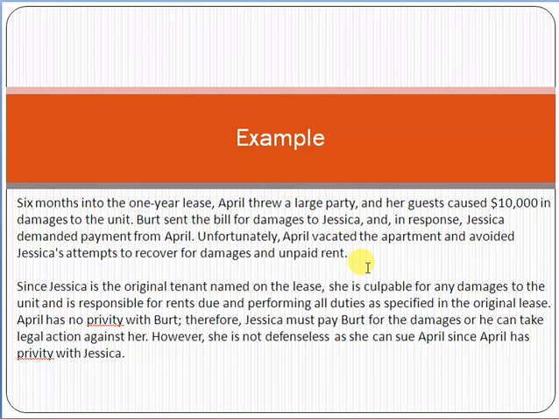If there is no privity between Jessica and April, Jessica will definitely be in big trouble, because see, as per the original lease, Jessica is responsible to pay all the bills for whatever happened in the flat. Now, Jessica has privity with April, so Jessica will give that bill of $10,000 to April, and April is responsible and liable as per the court, as per the legal document. She is responsible to pay the bill of $10,000 to Jessica, and then Jessica pays it to Bird, the owner of the flat. So due to the privity, all these things can be resolved properly.